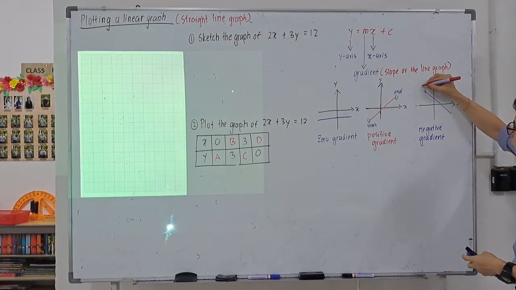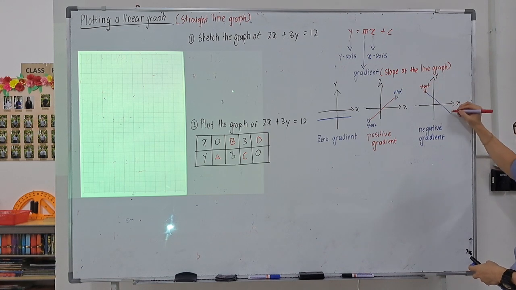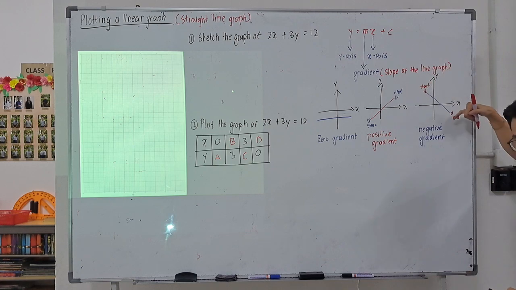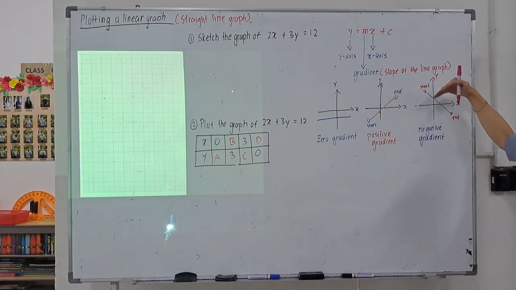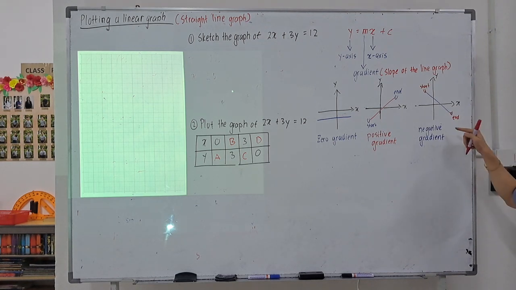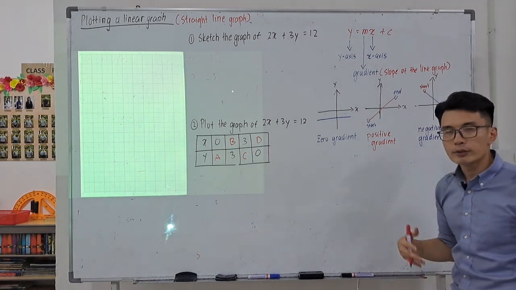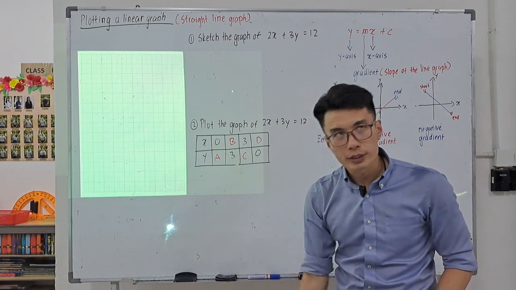okay, the left side is going to be my start. The right side is going to be my end. You can see over here, I'm going downhill. It's like I'm descending the mountain. So if I'm descending, I'm going down, that will be a negative gradient. All right. Now that is how I remember my gradients.